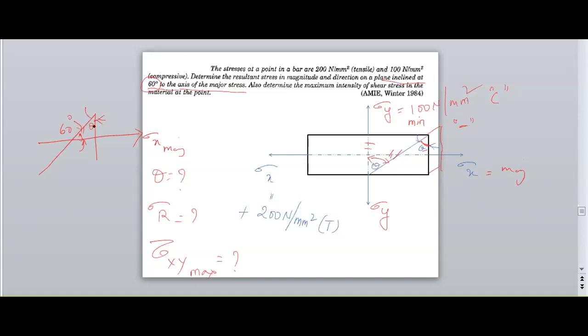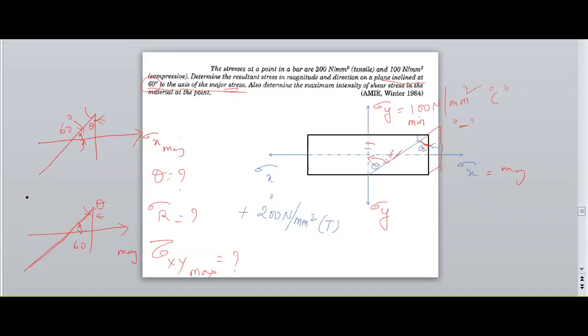We used this angle for the derivation. But in our problem, this is the major axis, and this is the inclined plane. So he is telling 60 degrees. The inclined plane is making 60 degrees with the major axis stress.